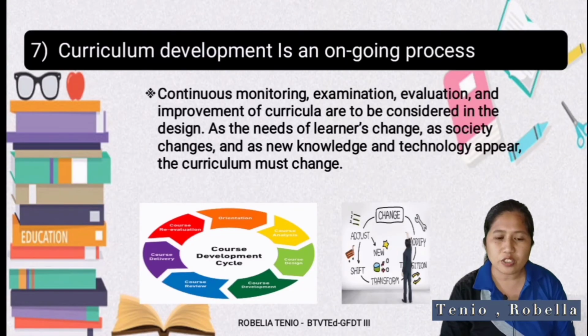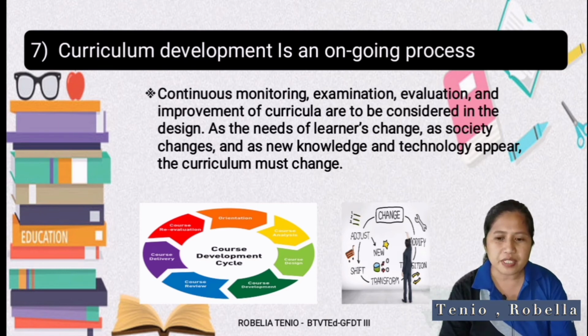Curriculum development is an ongoing process. Continuous monitoring, examination, evaluation, and improvement of curricula are to be considered in the design. As the needs of learners change, as society changes, and as new knowledge and technology appear, the curriculum must change.